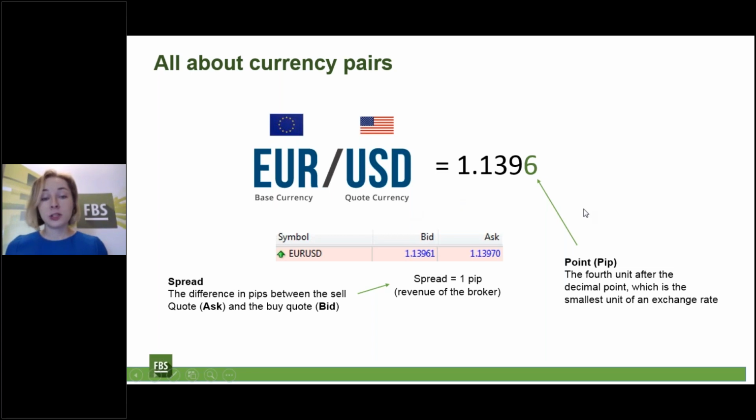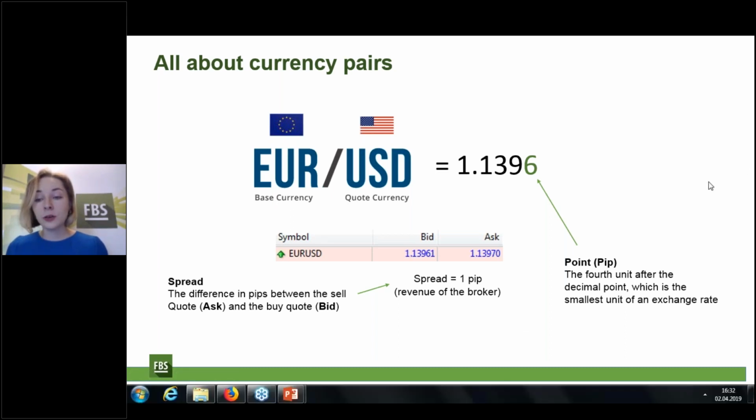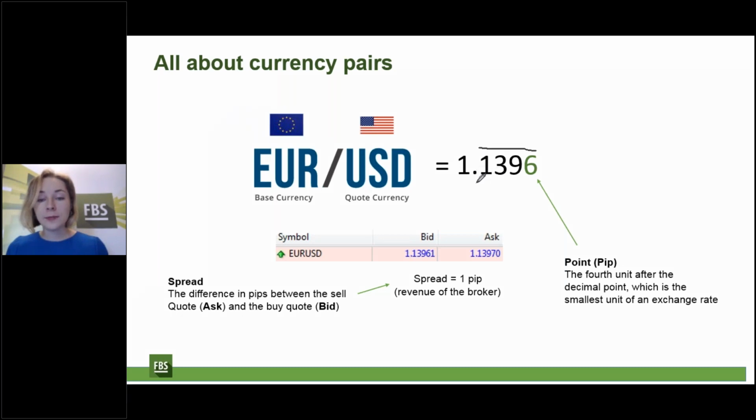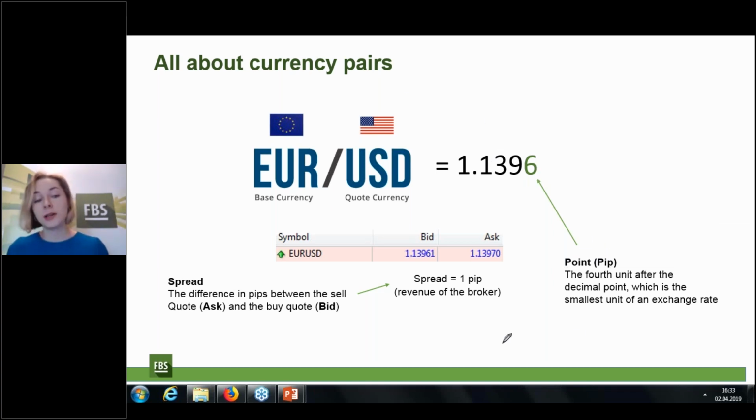More about currency pairs. Like a stock, a currency pair has its value, which is called a quote, and usually currency pairs are quoted to 4 digits after the decimal sign. If you open FBS MetaTrader, you will see that there are 5 digits after the decimal sign, but this last number is more technical and necessary for your orders to be more precise. For the purposes of analysis, usually the first 4 numbers after the decimal sign are used. The 4th number, representing the smallest unit of an exchange rate, is called a pip, or sometimes a point. But pip, I think, is more common for the forex market.